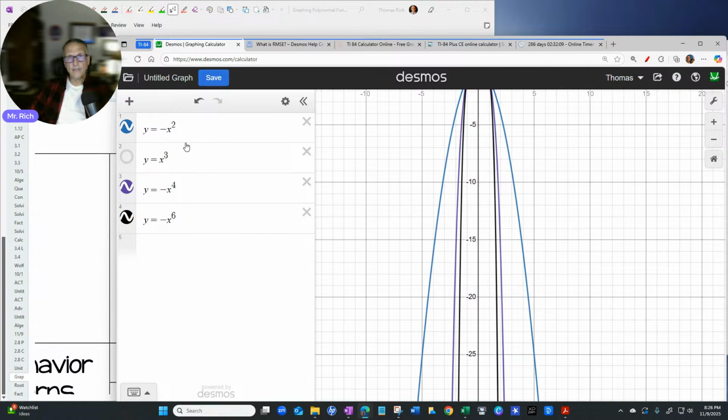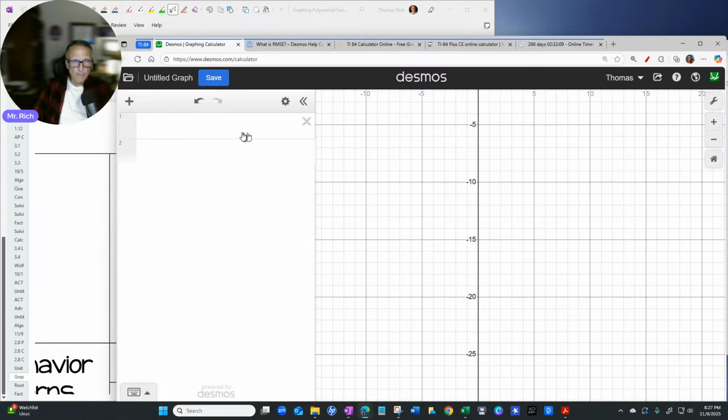When the degree is even, the end behaviors, that is when you go all the way out to the right, all the way out to the left, they're going to be going in the same direction, either both up or both down, depending on the sign on the leading coefficient. And it doesn't really matter what the rest of the polynomial is.